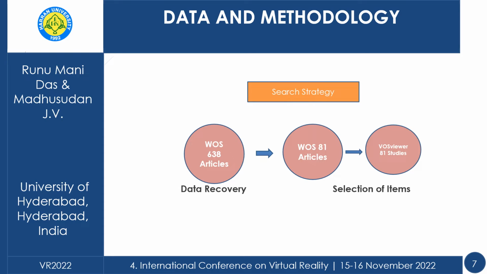Now, data and methodology. For the present study, the researcher retrieved data from the Web of Science database with 638 articles, then cleaned that data and found 81 articles as the selected items, and then analyzed the articles with VOSviewer software, that is shown on page number 7.